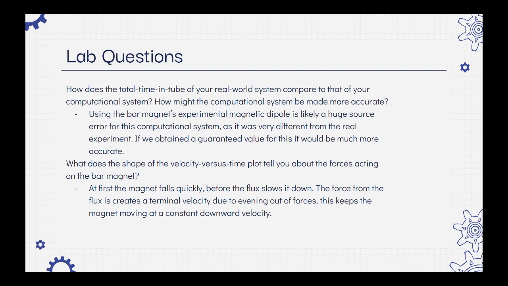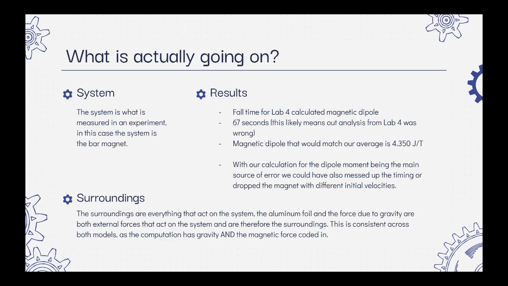What does the shape of our velocity versus time graph tell us about the forces on the magnet? So this is a huge part of the lab, understanding that we reach a sort of terminal velocity, because we see that our velocity, as it falls, becomes constant. That means that we have no acceleration, so the net force is zero, which means that our gravity and our magnetic force balance. So the system in this experiment is just the bar magnet, and our surroundings are everything else, so the aluminum foil that we use, as well as the gravity that's acting.